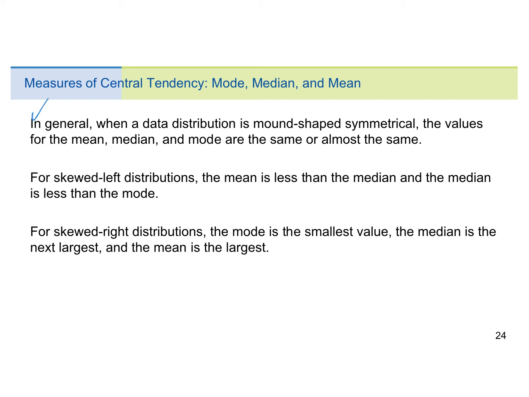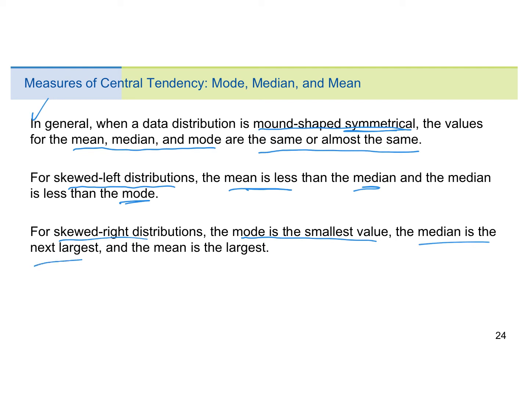In general, when a data distribution is mound-shaped, which we call symmetrical, the values of the mean, median, and mode are basically the same or almost the same. For skewed left, the mean is less than the median, and the median is less than the mode. And I'll show you why here in a second. For skewed right, the mode is the smallest, the median is the next largest, and the mean is the largest. So understand what skewed right is, and mean, and understand skewed left and mean.